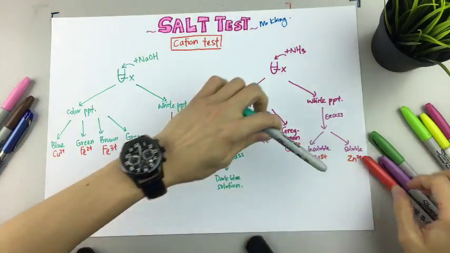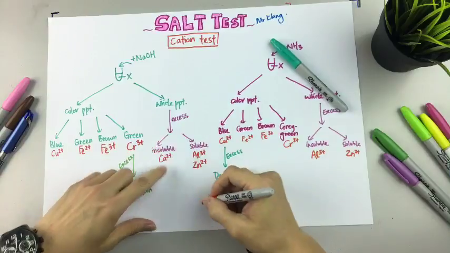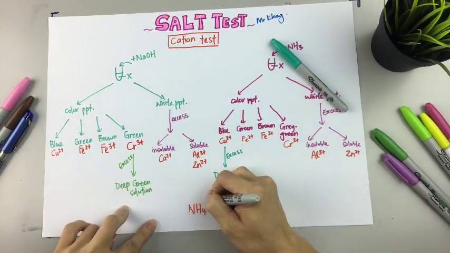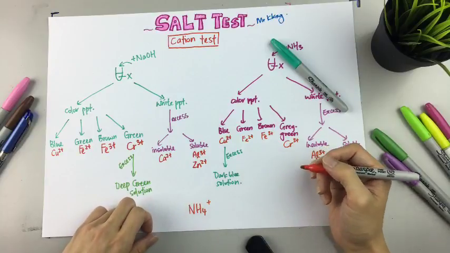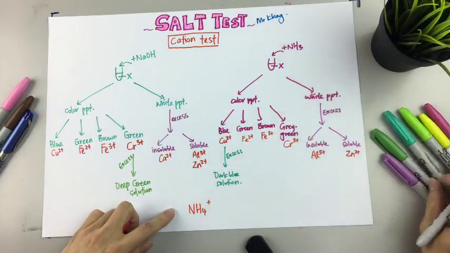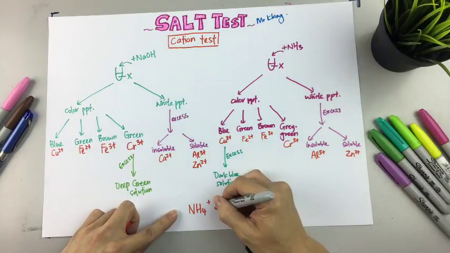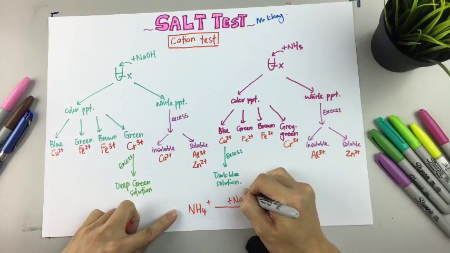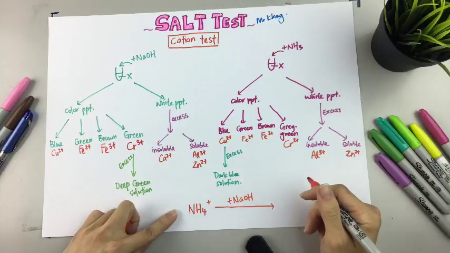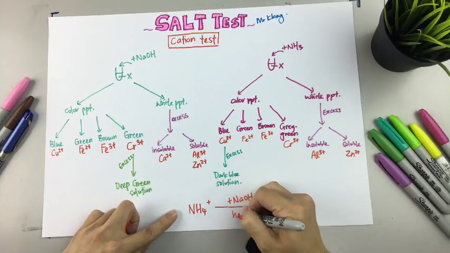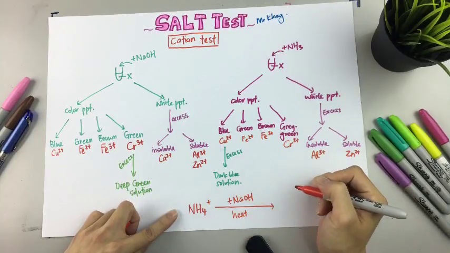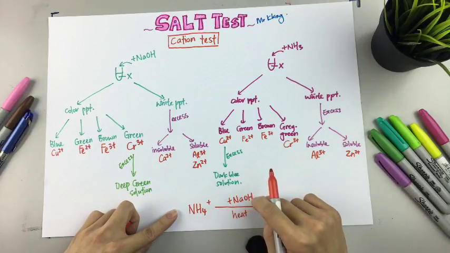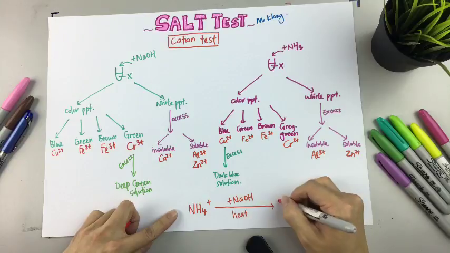It is ammonium ions. So how do you test ammonium ions? For ammonium ions, you test it by adding sodium hydroxide followed by heat. So this is how you test for ammonium ions. You add sodium hydroxide followed by heat. Then it will produce ammonia gas.